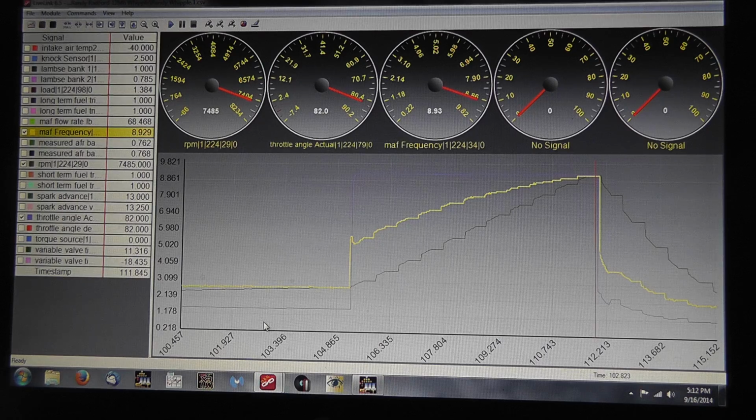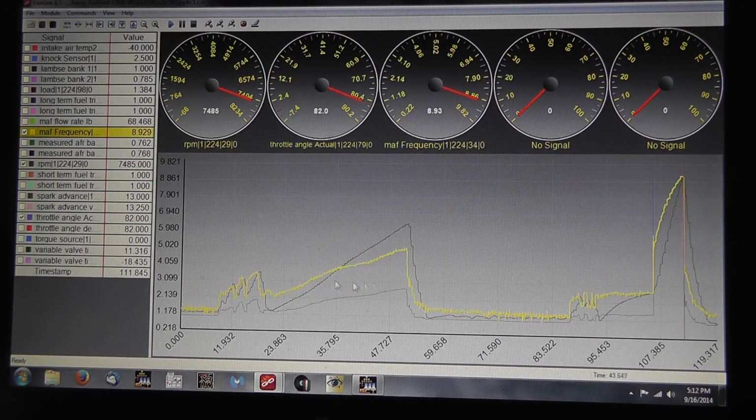And again, you could do this in one data log, the part throttle, idle all in one data log like I have here, or you can do it in two data logs like most customers do.